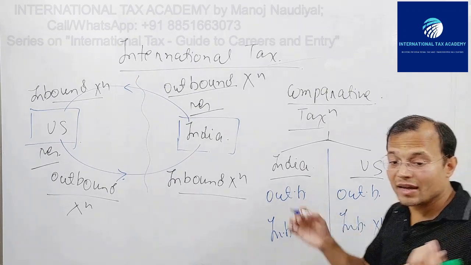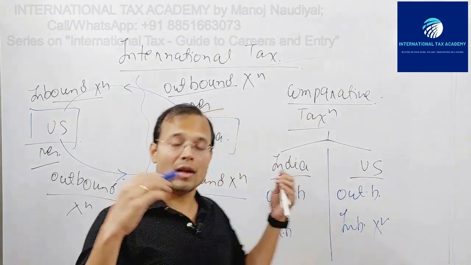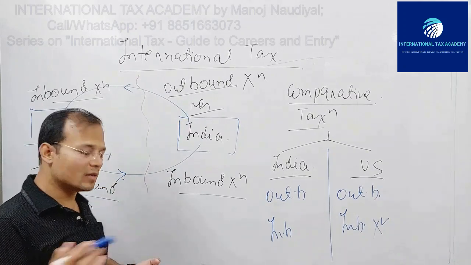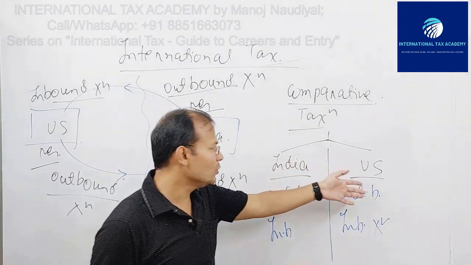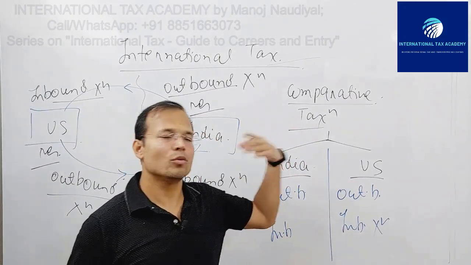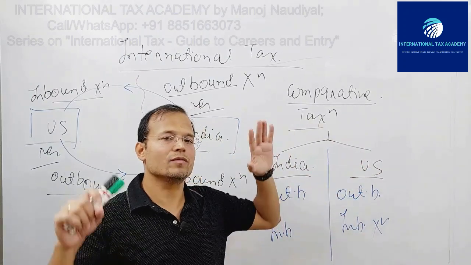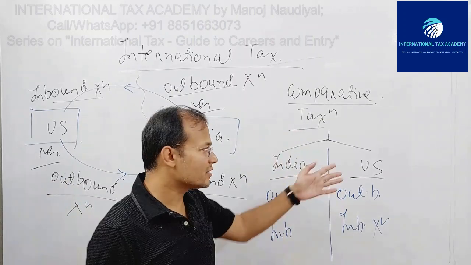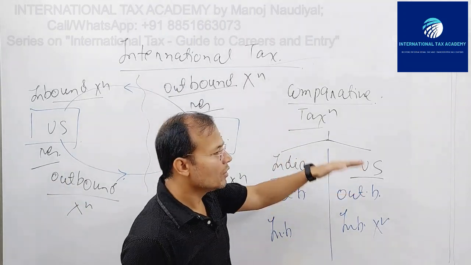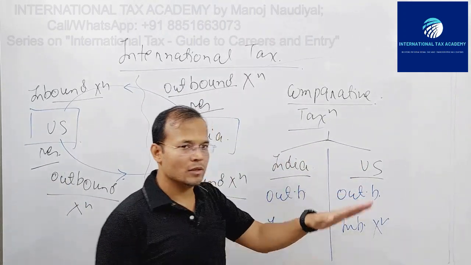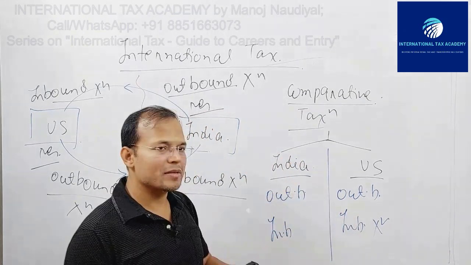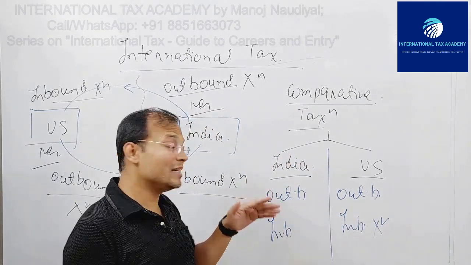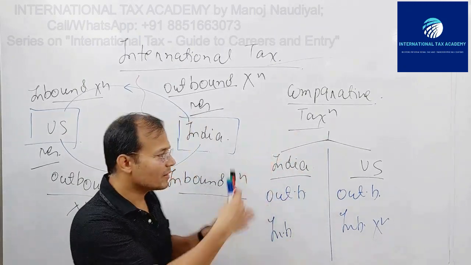Now this is at a very, very high level. Of course, there are a number of differences between the tax system of the US and the tax system of India. The US tax system is probably the most involved and advanced tax system in the world, and there are a number of rules and regulations in the US international tax system which are not seen in the Indian scenario. But then this is the comparative aspect.